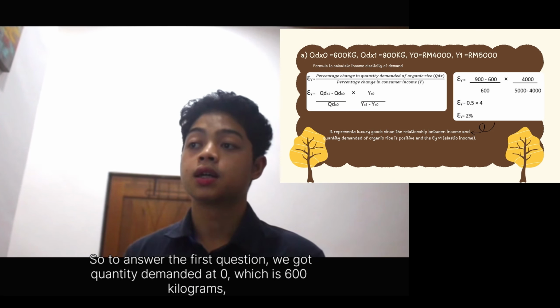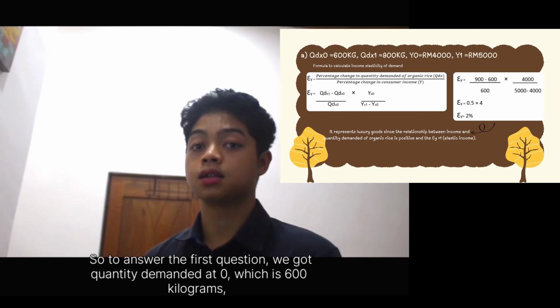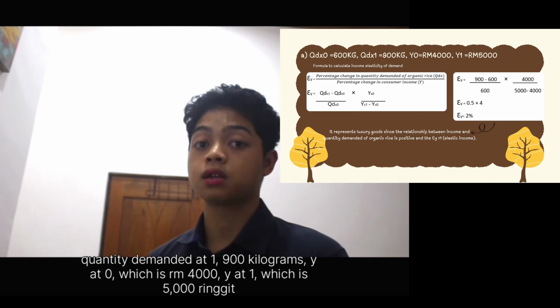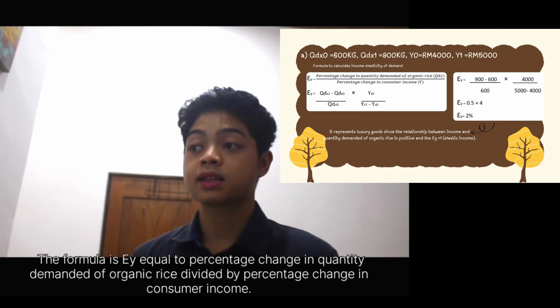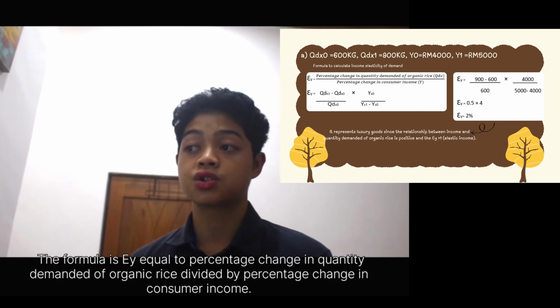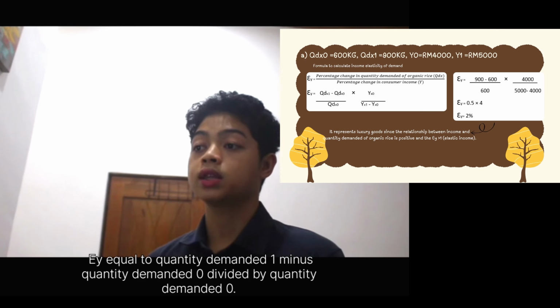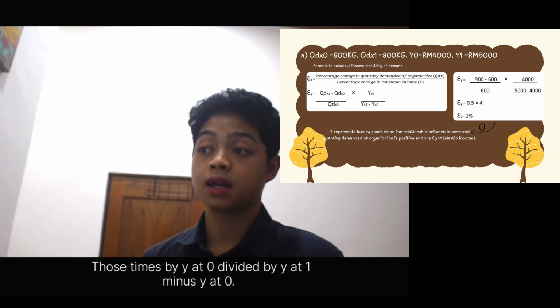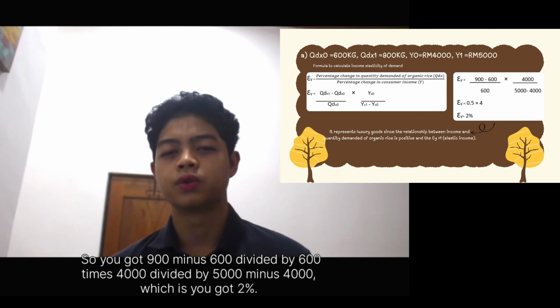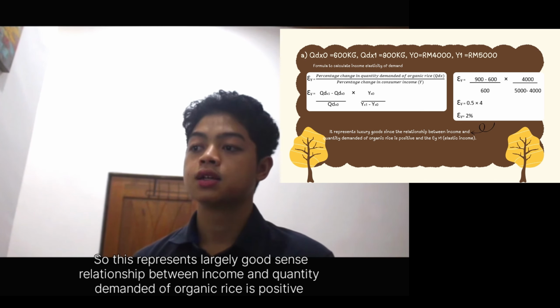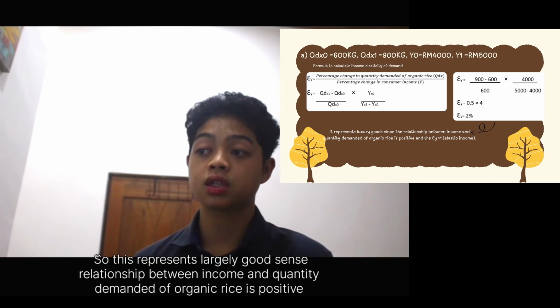To answer the first question, we have quantity demanded at 0, which is 600 kilograms, quantity demanded at 1, 900 kilograms, Y at 0, which is 4,000, and Y at 1, which is 5,000 ringgit. The formula is EY equals the percentage change in quantity demanded of organic rice divided by the percentage change in consumer income. EY equals (quantity demanded 1 minus quantity demanded 0) divided by quantity demanded 0, times Y at 0 divided by (Y at 1 minus Y at 0). So you get (900 minus 600) divided by 600, times 4,000 divided by (5,000 minus 4,000), which is equal to 2. This represents a luxury good since the relationship between income and quantity demanded of organic rice is positive, and EY is more than 1.